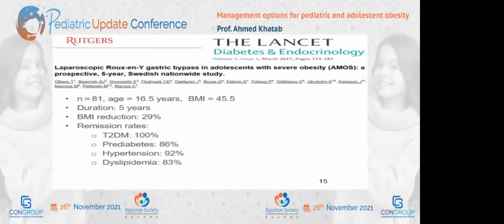This one is the laparoscopic Roux-en-Y gastric bypass in the adolescent population with severe obesity, a 5-year study. 81 patients, average age also close, about 16 and a half years, with a body mass index average of close to 45 kilograms per meter squared. Duration was 5 years, and the body mass index reduction was also about 29%. Again, 100% of the patients who had type 2 diabetes were cured here. There was remission of about 86% in prediabetes, 92% of the hypertension, and 83% of the dyslipidemia.